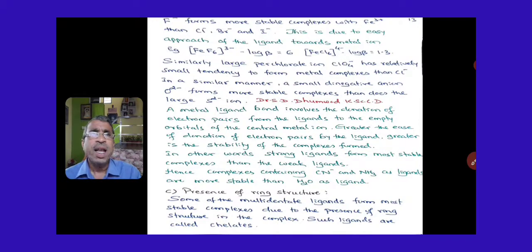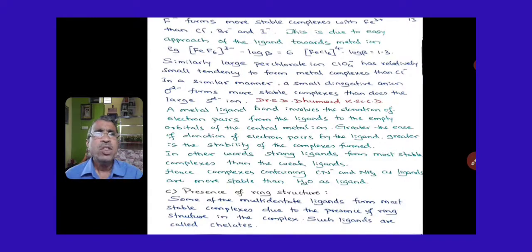Now, if I take an example, hexafluoroferrate 3 complex, its log beta value is 6. If I take hexachloroferrate 2 complex, its log beta value is 1.3. So this shows that the first complex is more stable than the second complex.